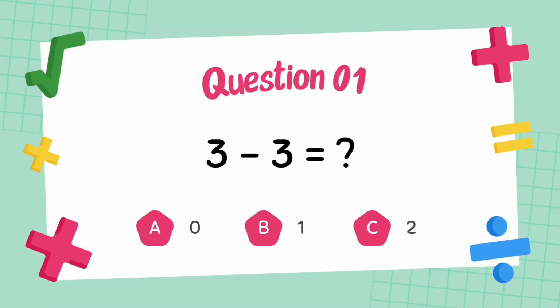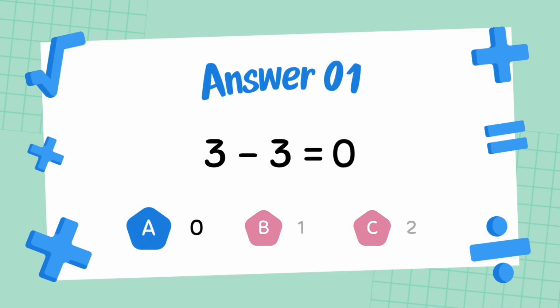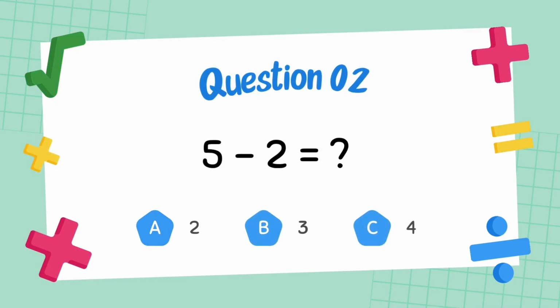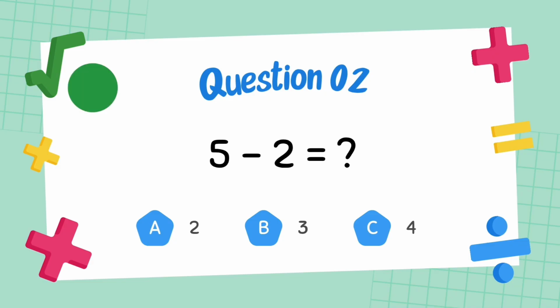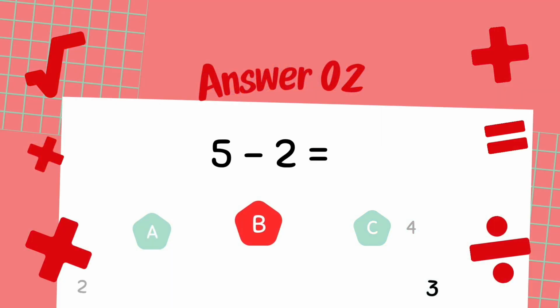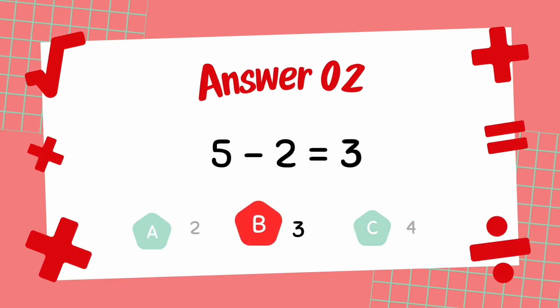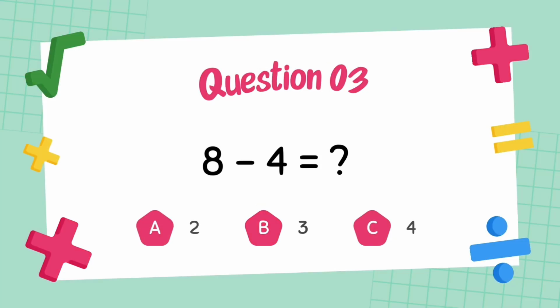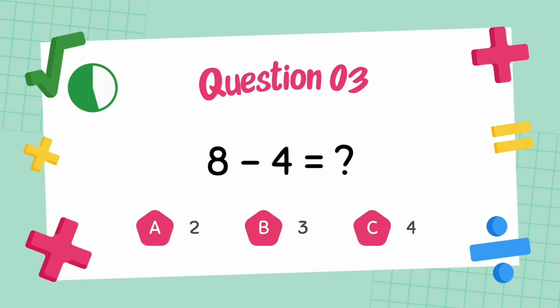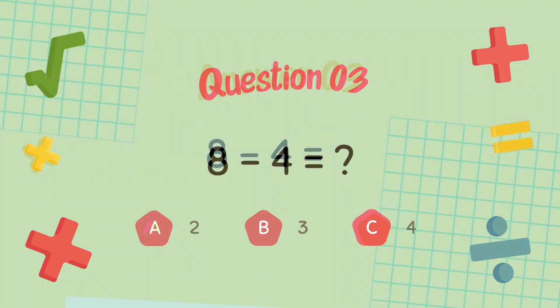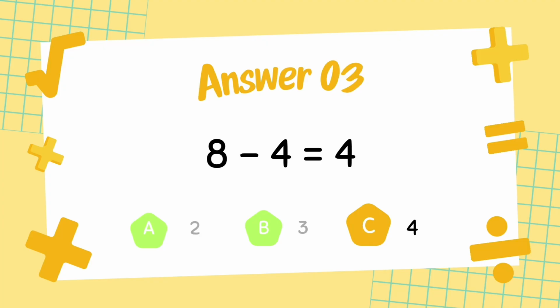What is 3 minus 3? The answer is 0. What is 5 minus 2? The answer is 3. What is 8 minus 4? The answer is 4.